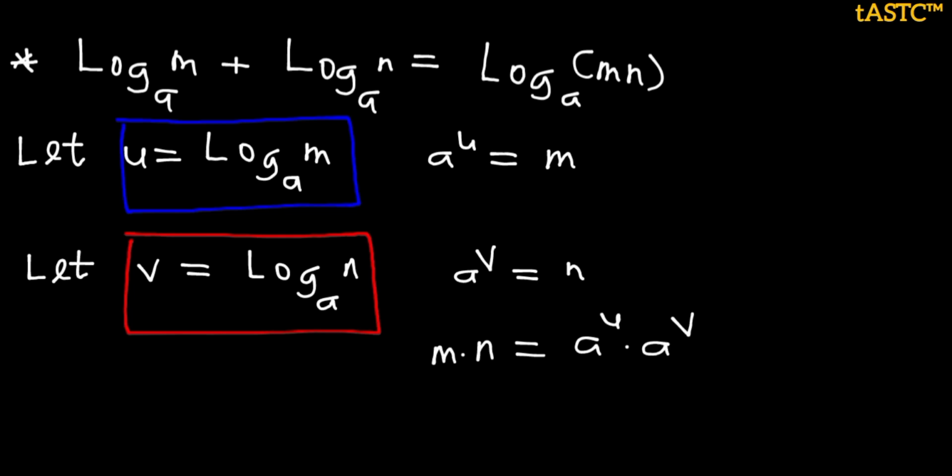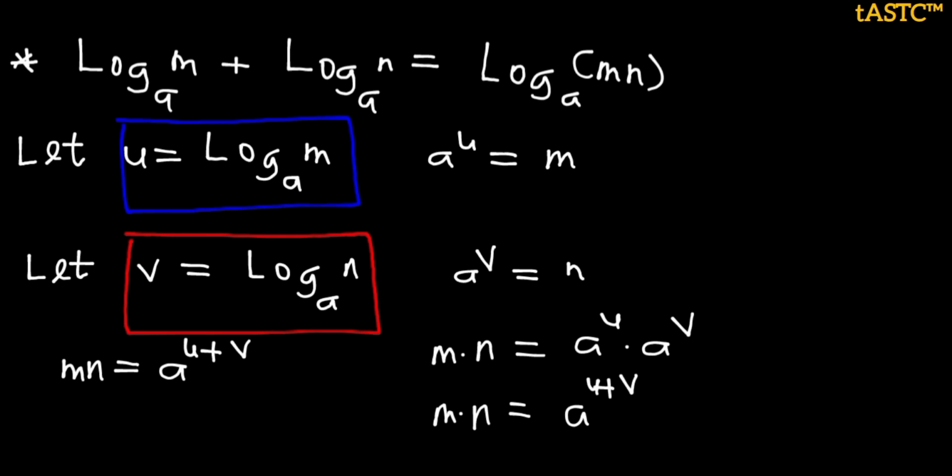Now, from the laws of indices, which we worked on in the previous video. By the way, if you have not gone through that video, I recommend it so that you would be able to understand everything we're trying to do in this video. Now, from here, obviously, this should be a to the u plus v. So that is what we have. We have mn equal to a to the power of u plus v. Now this obviously is an indicial equation. How can we change this indicial equation to a logarithmic equation?